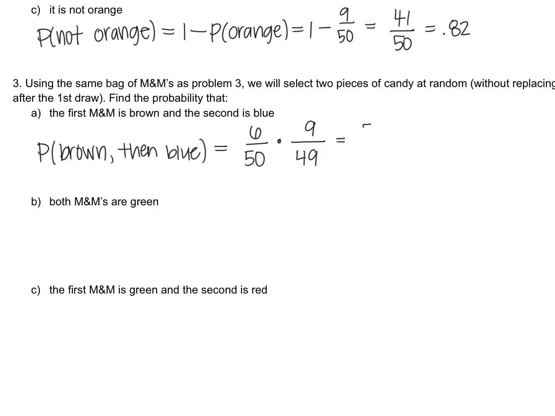So then 6 times 9 is 54 over 50 times 49, which is 2450, which you do not have to simplify, that large of a fraction. You can just leave it as a decimal, which is 0.022 and then 0, so 3 decimals.